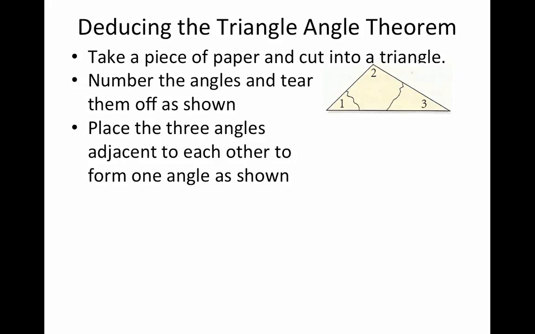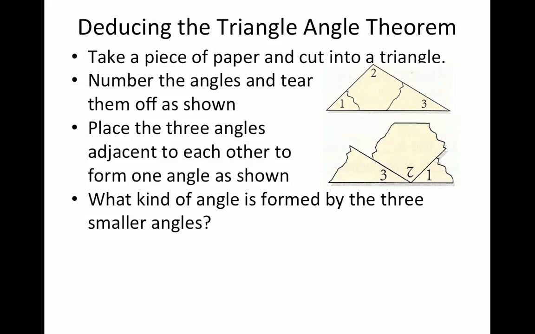Now take the 3 angles and put them adjacent to each other as shown. So like that. And again, I'll let you take a second and pause the video to do that. Now you can answer this question: what kind of angle is formed by those 3 smaller angles? And therefore, what is that angle's measure? And hopefully when you look at that, you can see that it is a straight angle, and so therefore the angle's measure is 180 degrees.